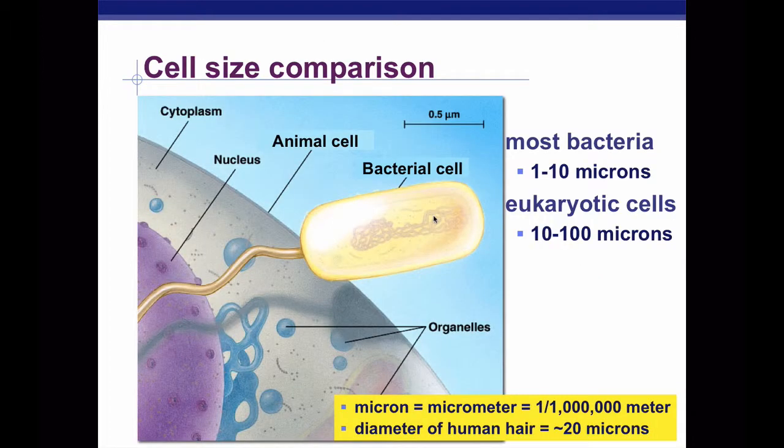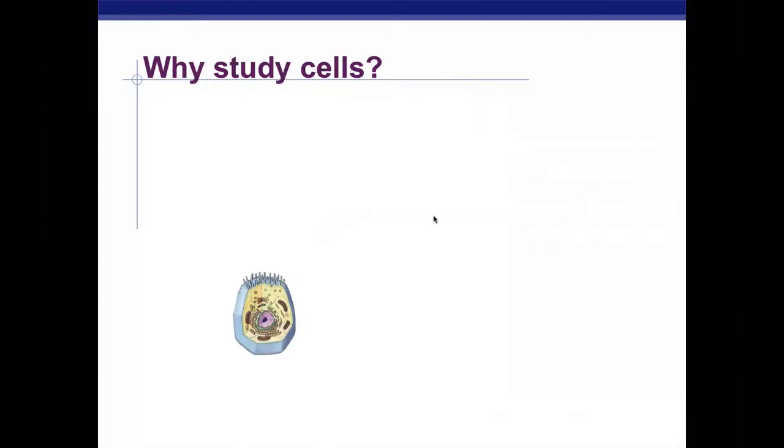Cell size comparison. Most bacteria are 1 to 10 microns. So what's a micron? It's 1/1,000,000th of a meter. So it's really, really small. Typically, a eukaryotic cell can be about 10 to 100 microns, but they can be as large as an ostrich egg, which is actually one cell.